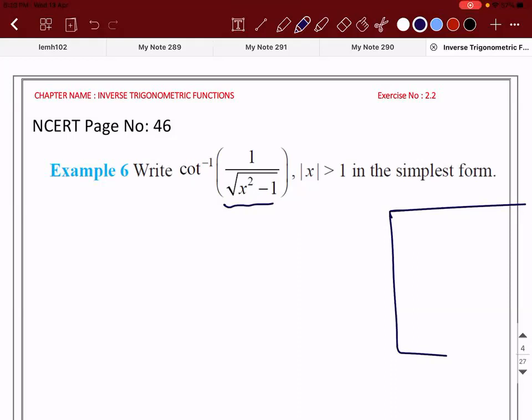For a rational function, what is not supposed to be zero? Denominator should not be zero. So root of x square minus 1 cannot be equal to zero. At the same time, x square minus 1 should be greater than zero. Why? Had this root of x square minus 1 been in the numerator, I would have written x square minus 1 greater than or equal to 0, but it is the denominator. So x square minus 1 is greater than 0. Now, x minus 1 into x plus 1 is greater than 0.